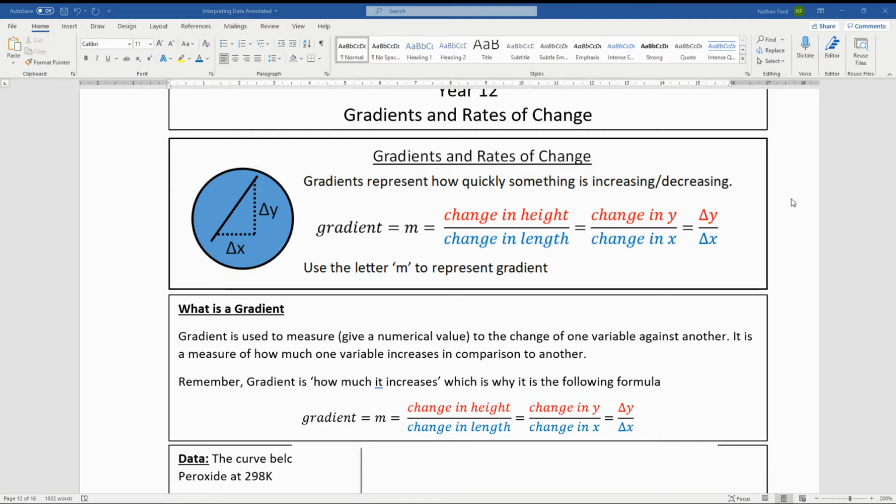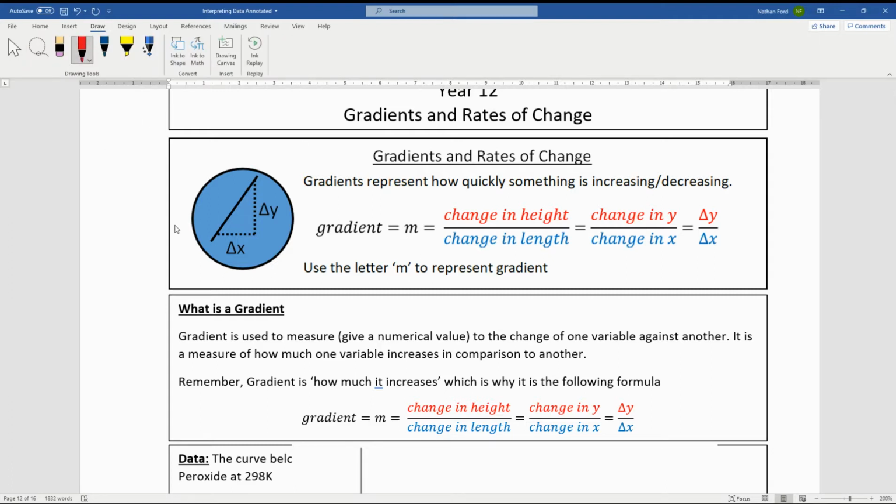What is a gradient? A gradient represents how quickly something is increasing or decreasing. Whenever I'm talking about gradients, I'm always thinking in the x and y terms of a graph, and I'm considering a point and looking to the right of my graph. How much or how fast is it increasing or decreasing? So how much is it going up?